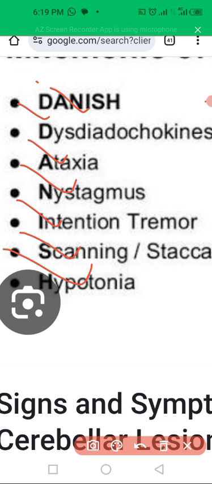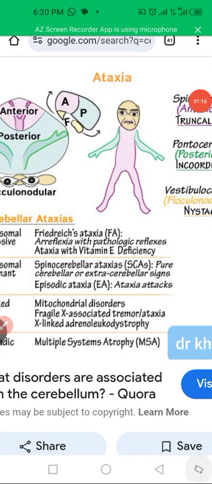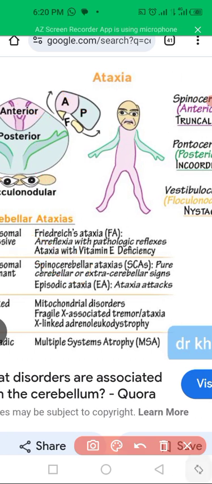The cerebellum has the function of movement control and also the position of the body. So ataxia will be there, dysdiadochokinesia, and scanning speech with hypotonia. In ataxia, there will be loss of position. A person cannot sense the position or cannot maintain the position.